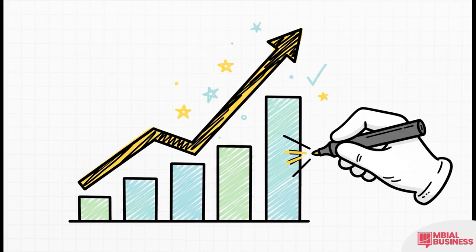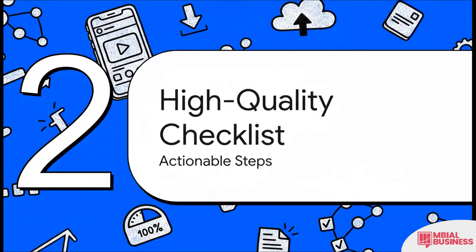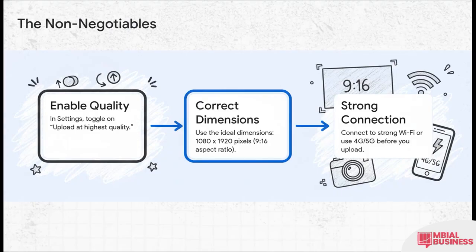The possibilities are endless. All right, we've diagnosed the problem, so now it's time for the cure. This is your actionable, high-quality checklist. If you follow these steps, I promise you, you're going to see a dramatic improvement in your story quality. Let's start with the absolute non-negotiables. These first three are just non-negotiable.